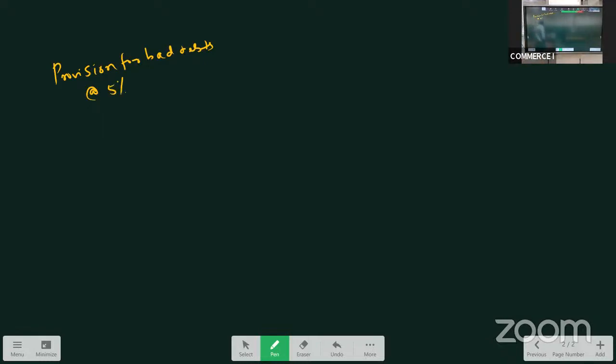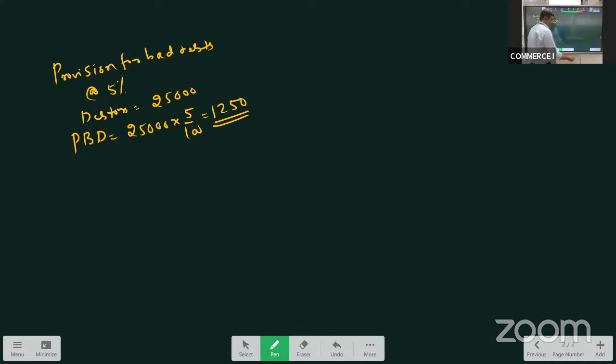What is the value of debtors given? You see the trial balance. Debtors are given as 25,000. On this, we have to create a provision. So 25,000 into 5 by 100, that is 1,250. So we have to show this 1,250.